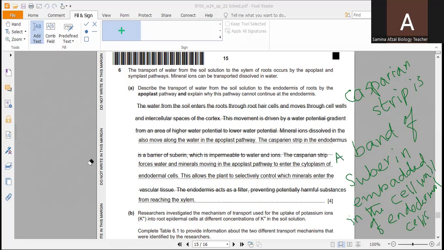Okay. So Casparian strips are a band of suberin embedded in the cell wall of endodermal cells. So these are the waterproof suberin. What is suberin? Suberin in Casparian strips is a waxy waterproof substance.